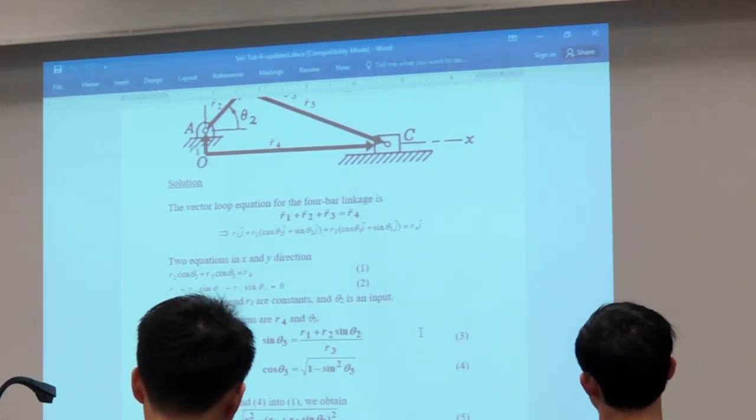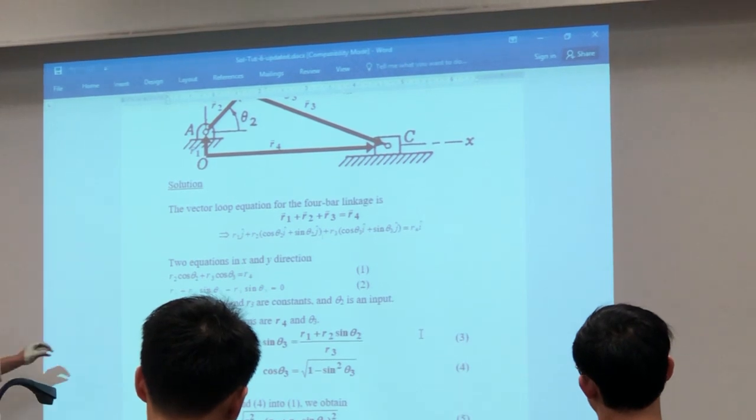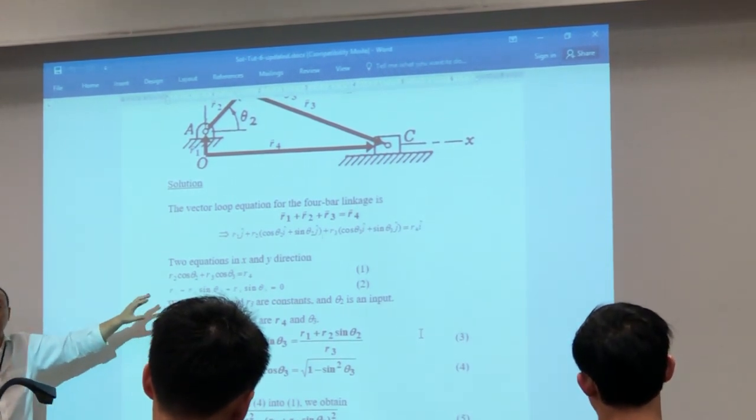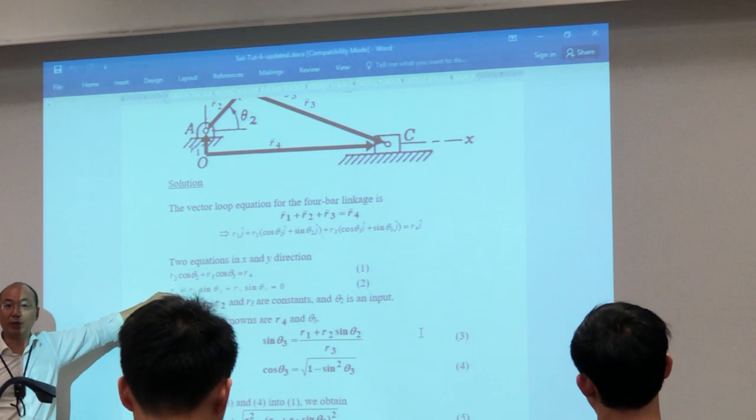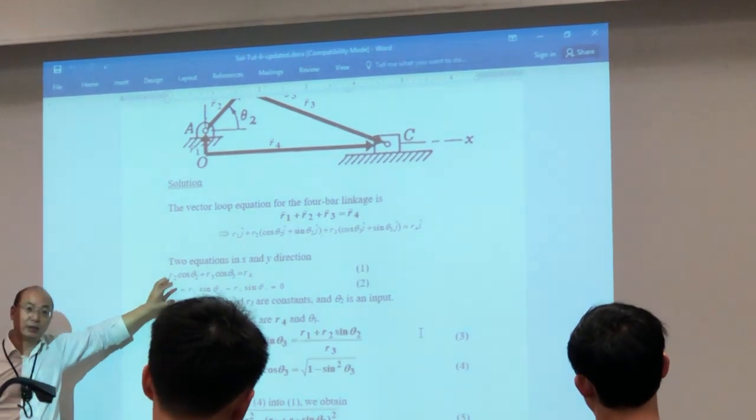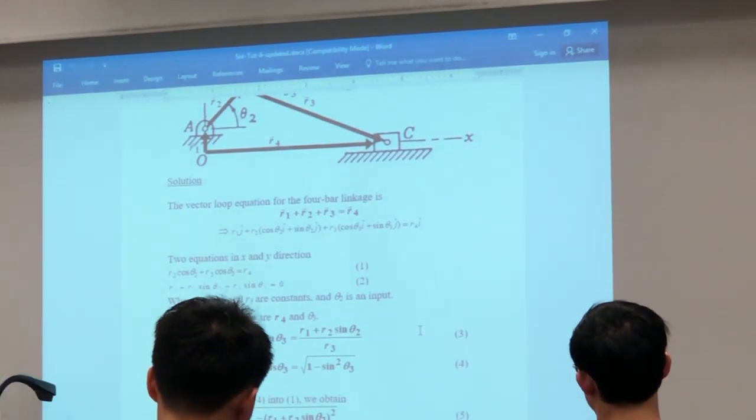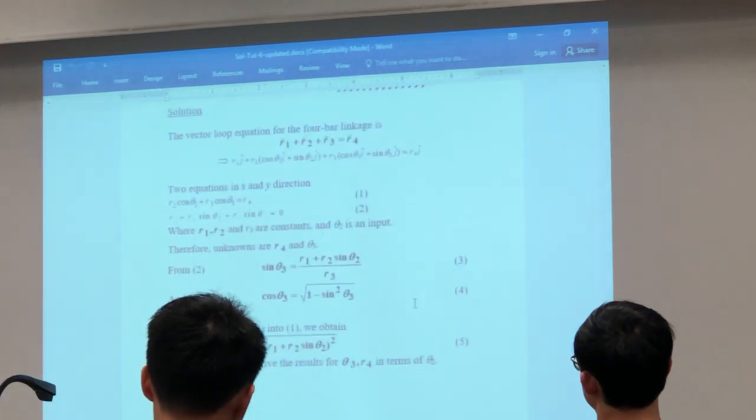So this is called position analysis, right? If you want to do the velocity analysis, what do you do? Differentiate, right? For the acceleration analysis, differentiate one more time, correct? So it's a bit tedious, huh?